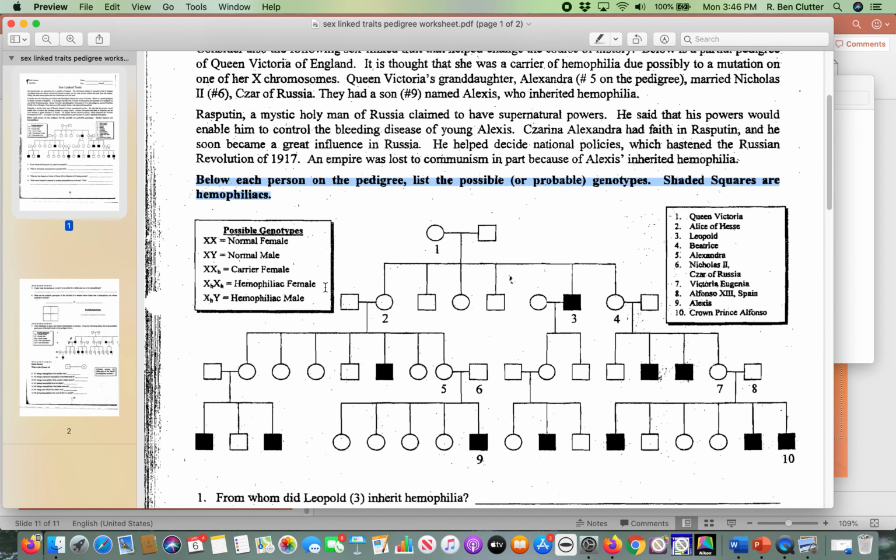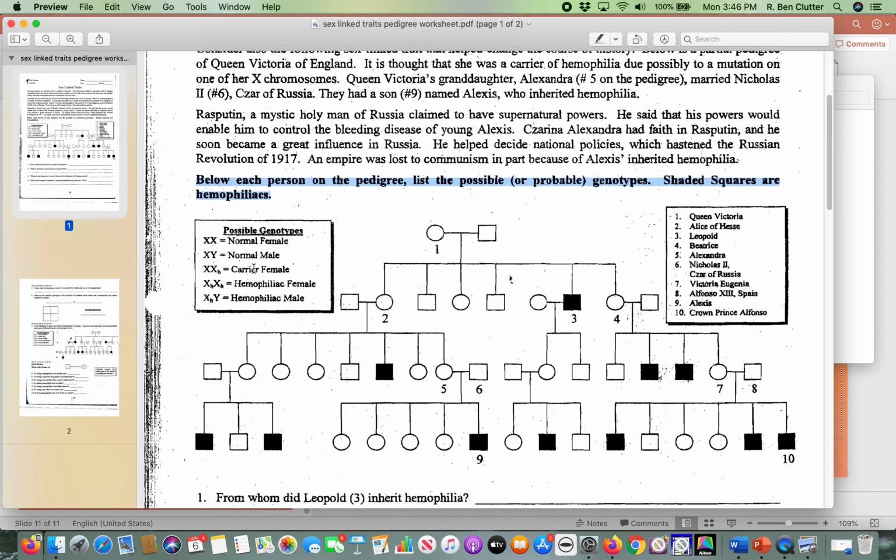Again, fill in the males first. The males are either X lowercase h with a Y. I'm sorry, all the filled-in ones are an X with a lowercase h with a Y, or a normal male. So either they're hemophiliac males, X lowercase h Y, or they're normal males, just XY.